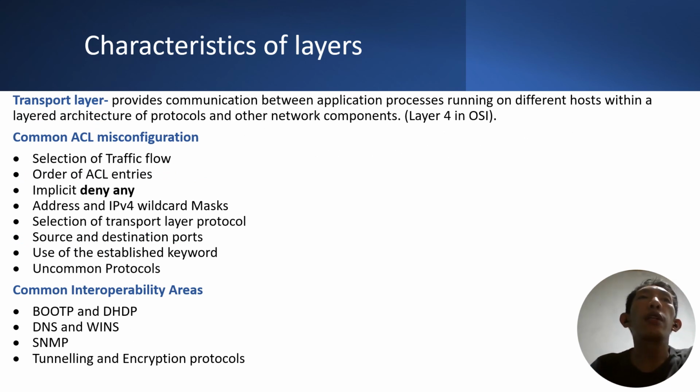The characteristic of the transport layer: it provides communication between application processes running on different hosts within a layered architecture of protocols and other network components. Commonly, ACL misconfigurations are: selection of traffic flow, order of ACL entries, implicit deny any, address and IPv4 version for wildcard mask, selection of transport layer protocol, source and destination port, use of the established keyword, uncommon protocols. Common interoperability areas: boot and DHCP, DNS and WINS, SNMP, tunneling and encryption protocols.